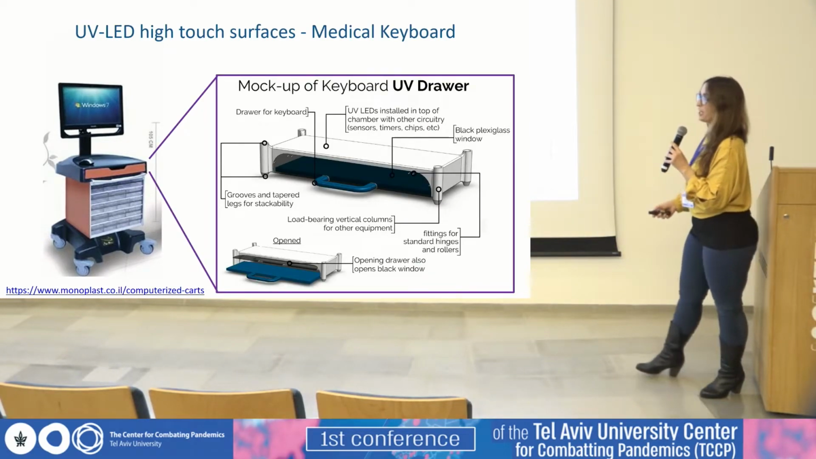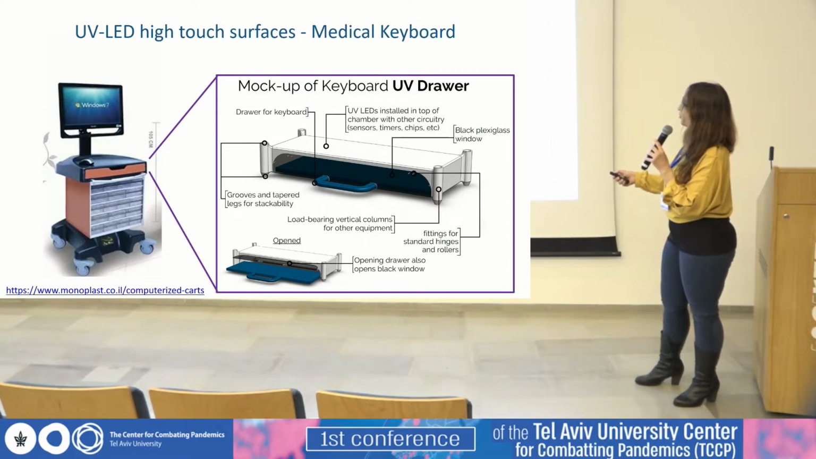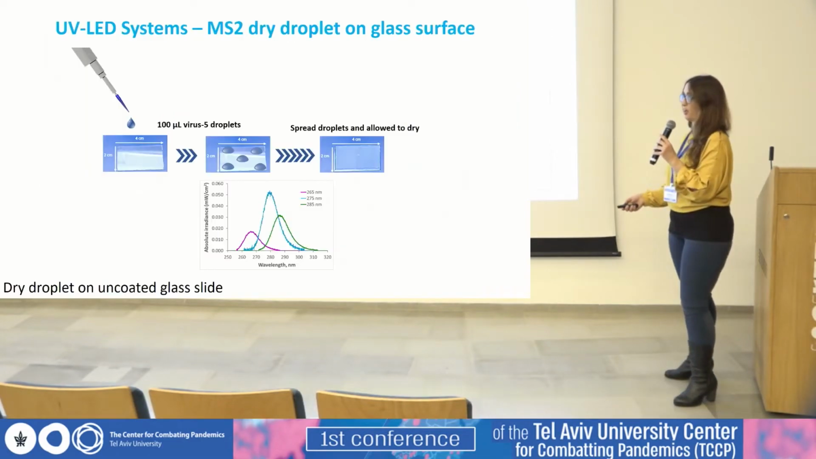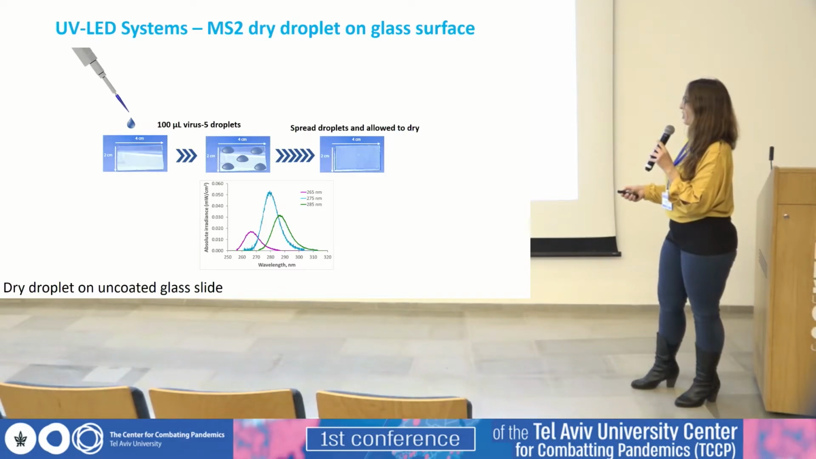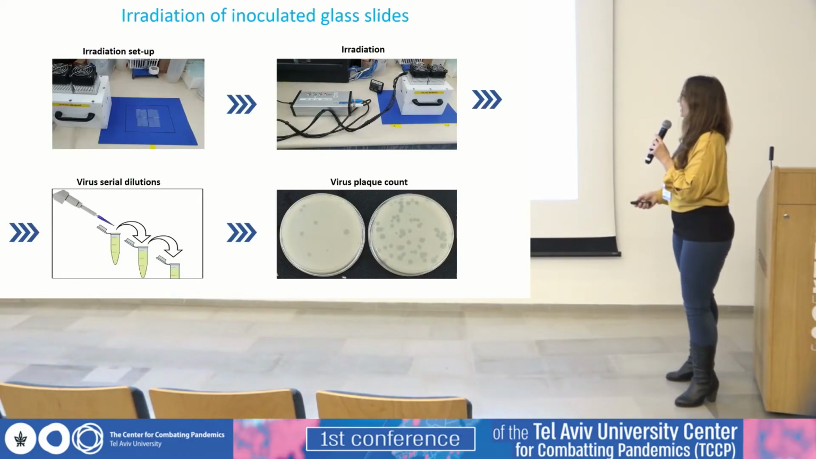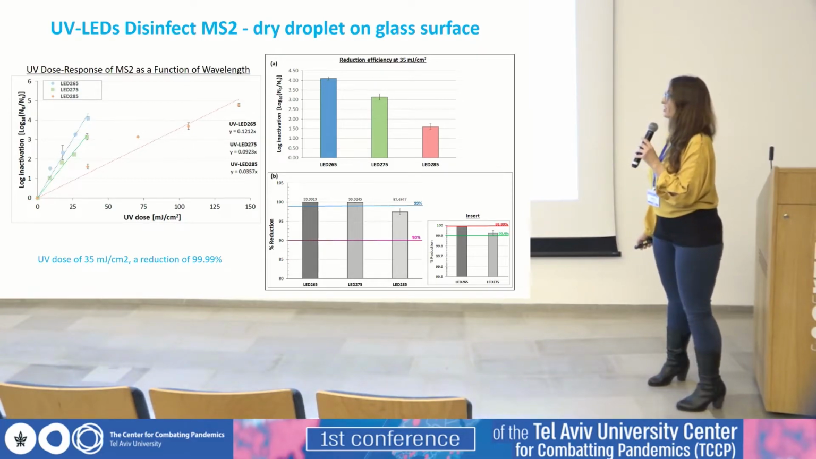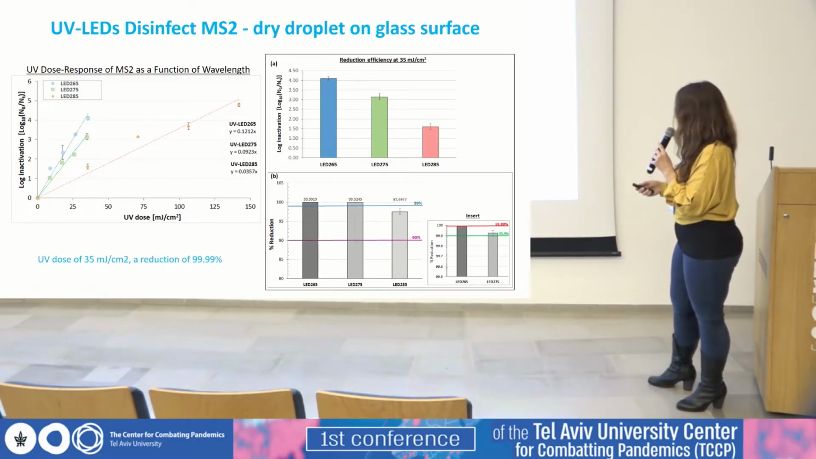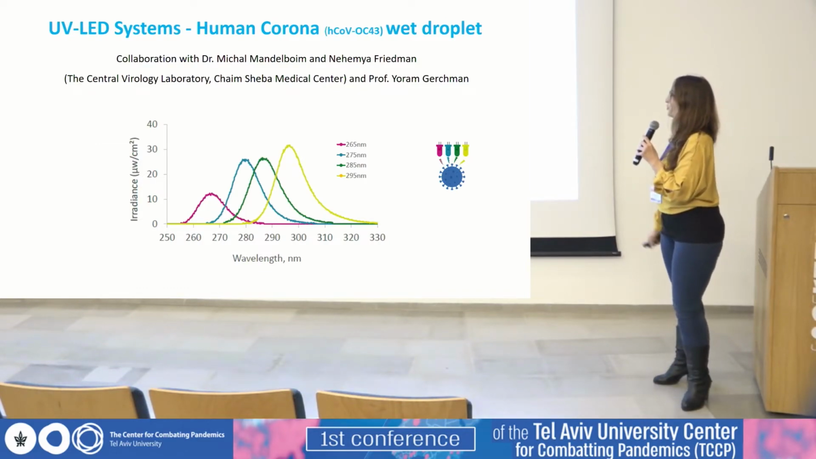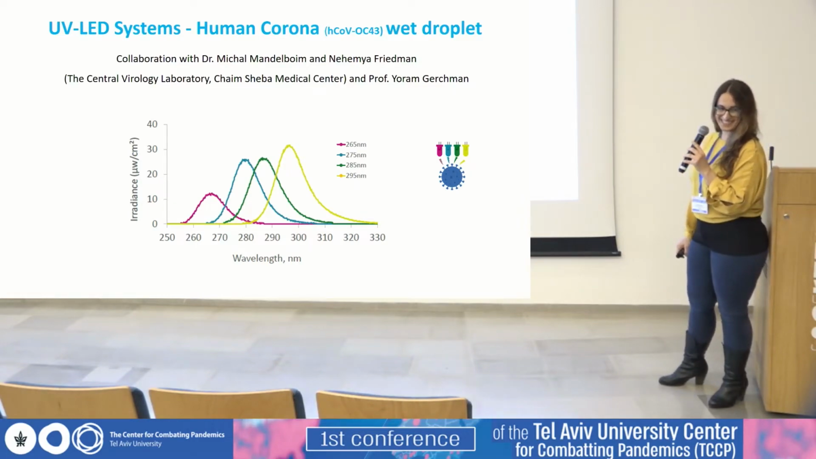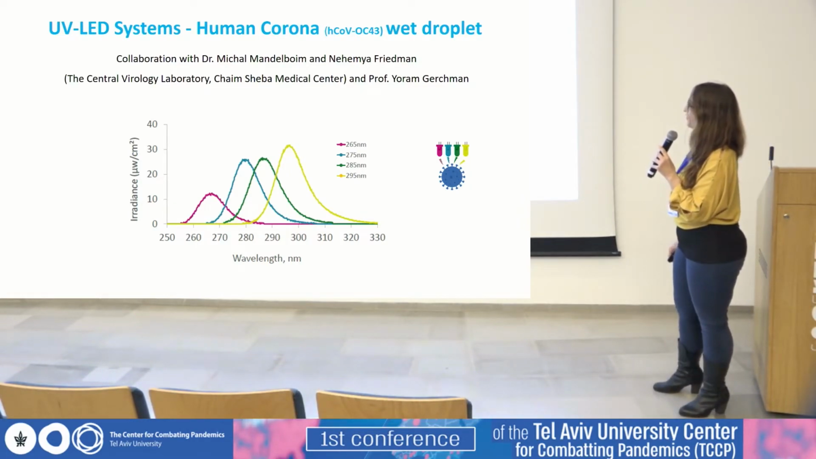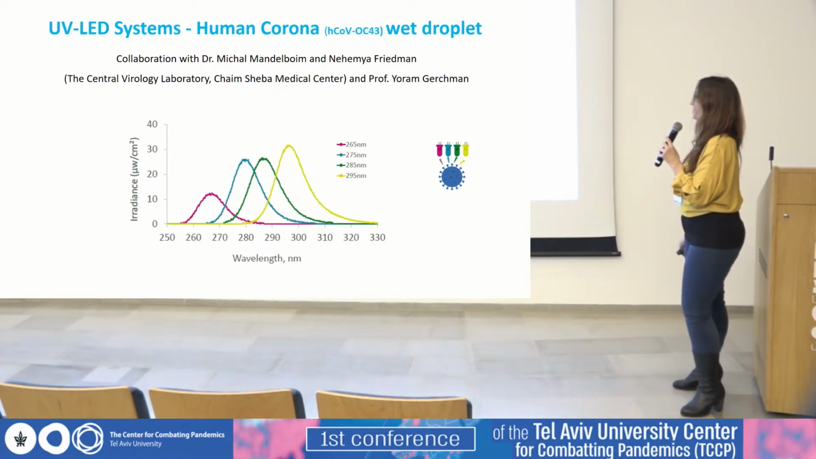UV LEDs could be integrated in different designs. For example, we can integrate light into keyboards to disinfect them while they're not being used in hospitals and so on. In this study, we tried to examine the impact of different wavelengths on inactivation of MS2 bacteriophage. Just to go really quickly, we saw that 265 nanometer was the wavelength that was most efficient in disinfection of MS2 from glass surfaces. This work was done together with Michal Mendelbaum and Nechama Friedman from the Center of Virology Laboratory at the Sheba Medical Center.